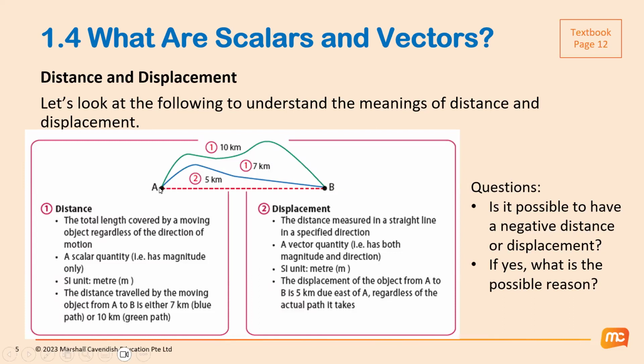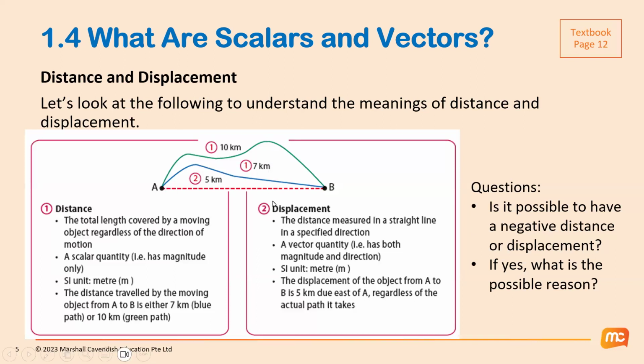For example, say I have an object moving from A to B. If I move along the green path over here, the total distance that I covered will be 10 kilometers. That will be the distance. And if I move along the blue path, I would have covered a total length of 7 kilometers. So that will be my distance traveled. It depends on the path that I take.